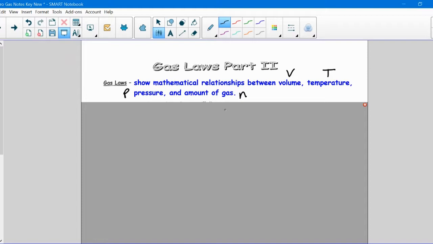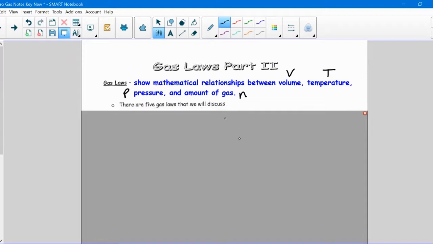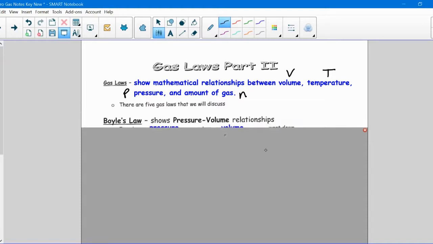So the first relationship that we're going to discuss is Boyle's law, but there are actually 5 different gas laws that we'll discuss over the next couple of days. The first one is Boyle's law, and this is going to show the relationship between pressure and volume.